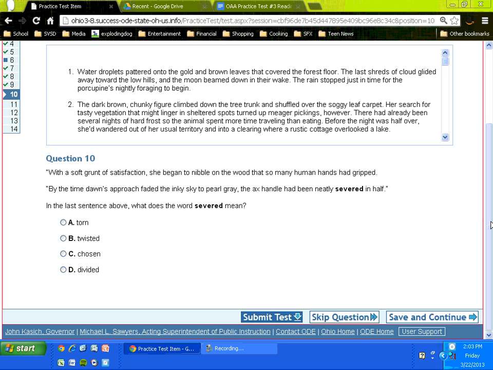Let's replace. The axe handle had been neatly torn in half. The axe handle had been neatly twisted in half. The axe handle had been neatly chosen in half. And the axe handle had been neatly divided in half. Alyssa, which one goes out immediately? It's just sounding wrong. That's right. We're not choosing something in half. So C is gone. Lauren, can you get rid of another one, A, B, or D for me, please? Why twisted?